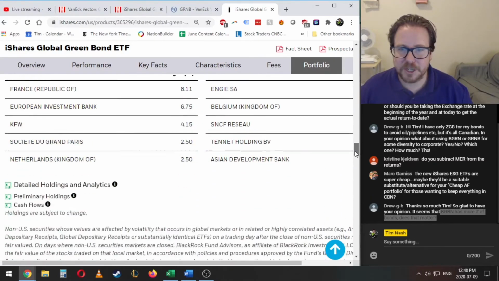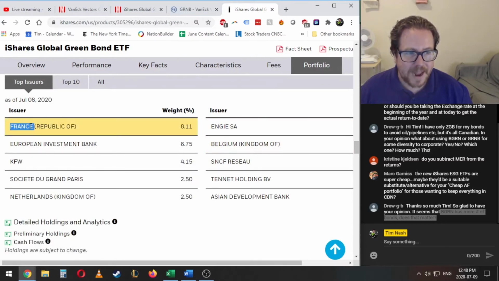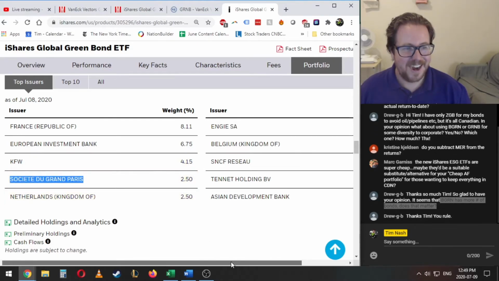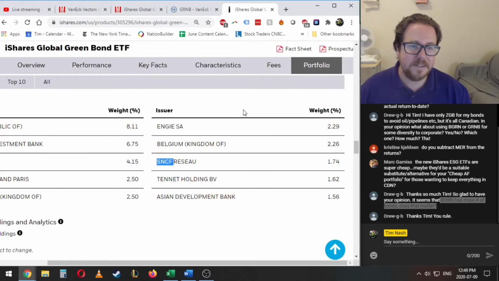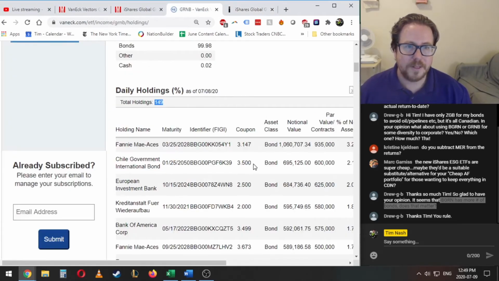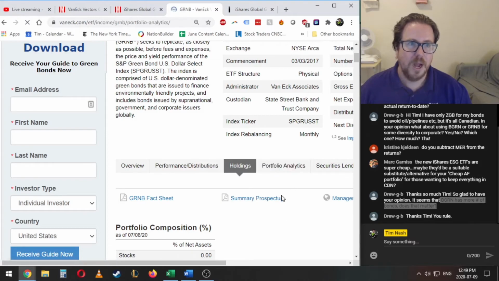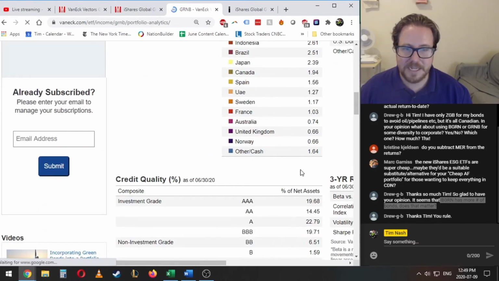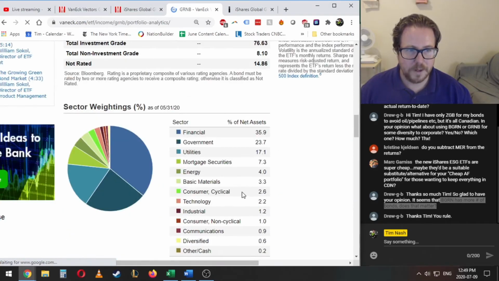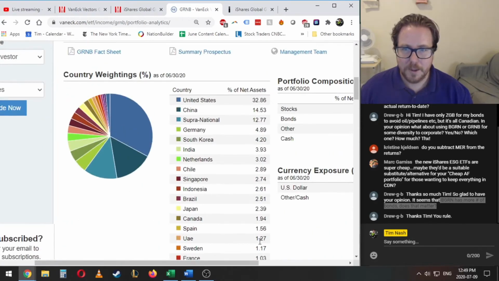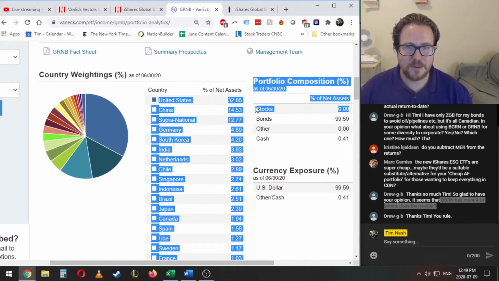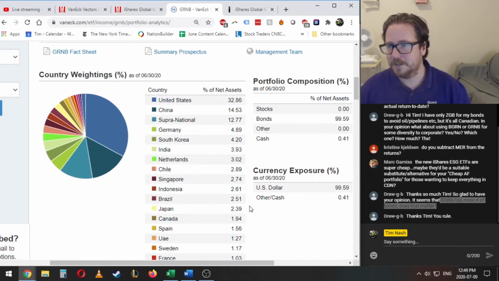What I'm seeing here is that the iShares one is more global, with France, Europe, KfW, which is German, Société du Grand Paris, Netherlands, NG, which is a European utility, Belgium, SNCF, and Asian Development Bank. So the biggest issuers are much more European, whereas the biggest issuers when it comes to the VanEck Vectors one are going to be, I believe, the US ones. Sector weightings, maturity. It doesn't give me the biggest issuers, but we can see here that the US being so high is really going to be the big difference.